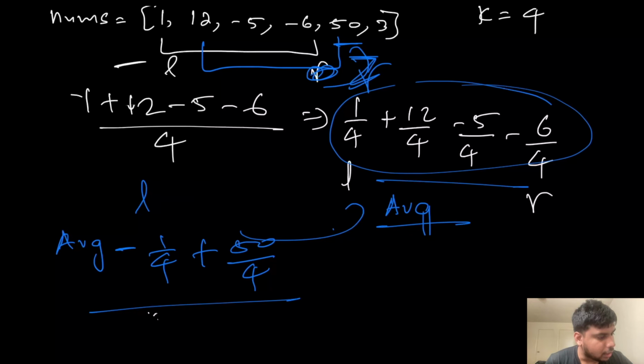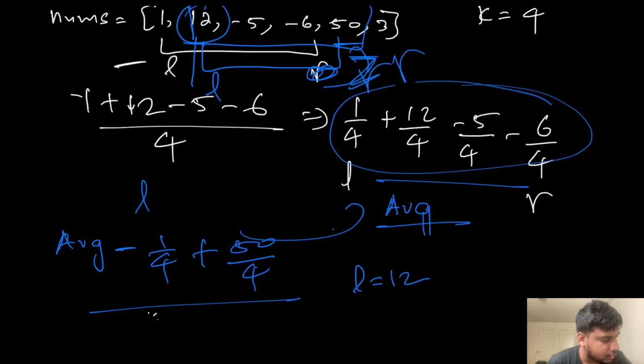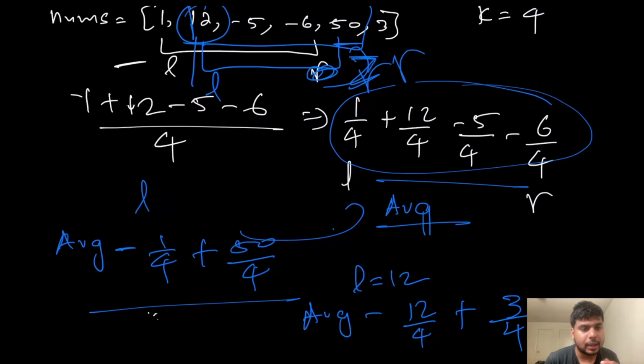You will increment R, and before that you will also decrement wherever your L was pointing. So in this window, 12, minus 5, minus 6, 50, your L was pointing at 12. So from whatever average, you would subtract 12/4 and add the new R, which in this case is 3. So this is how you will, every time you expand the window, add the new R, subtract the old L.